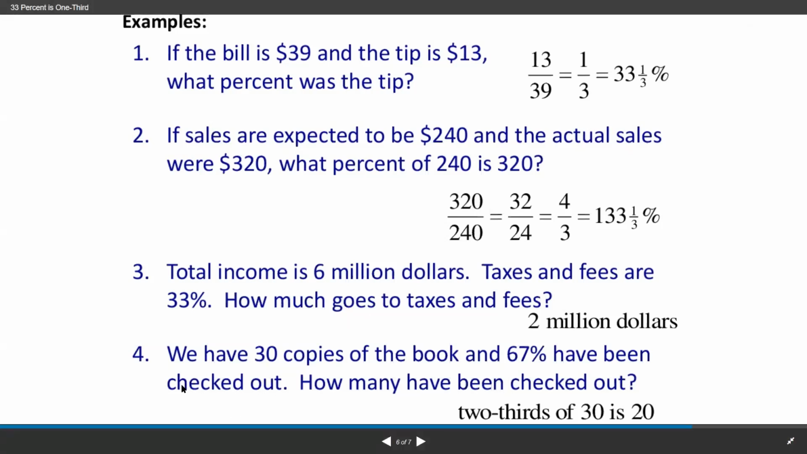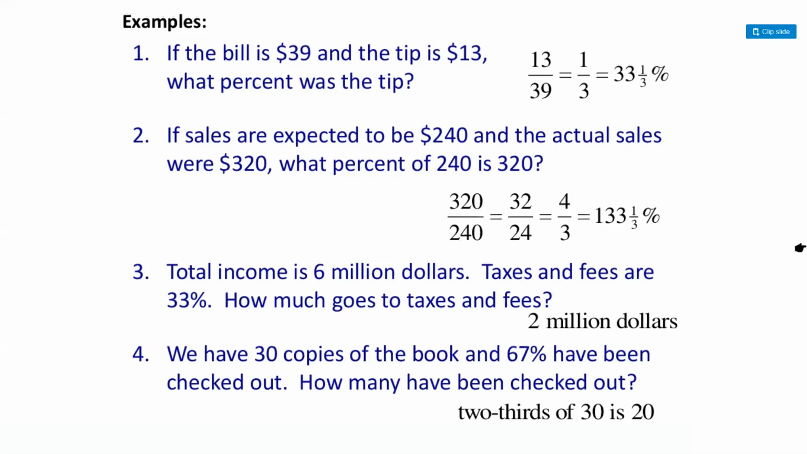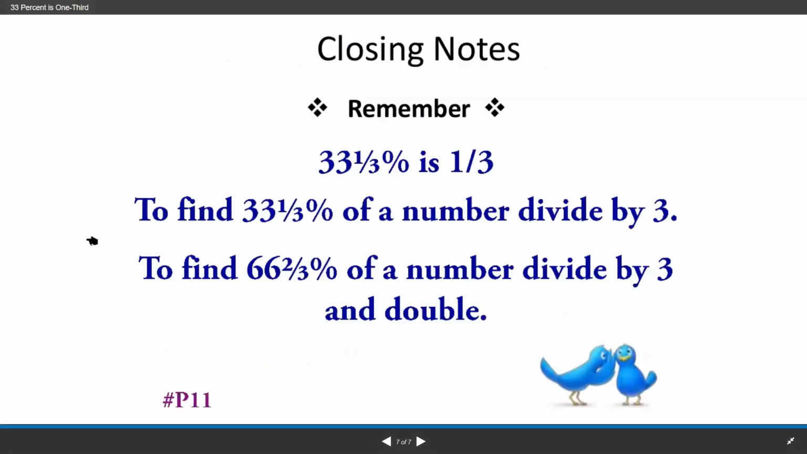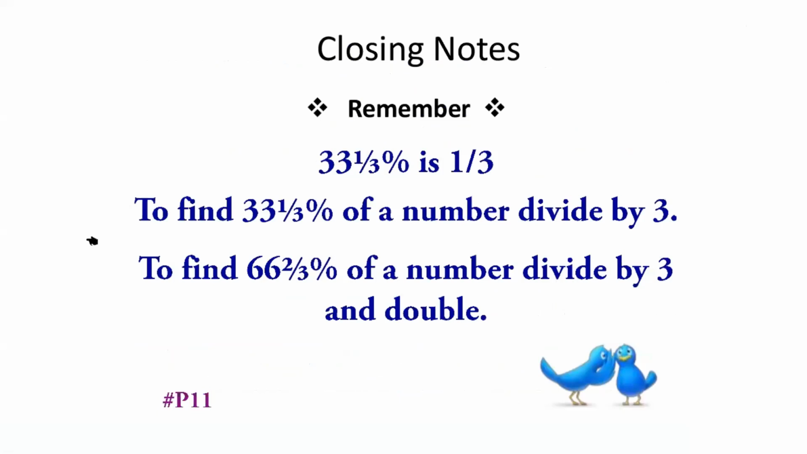Example 4, we have 30 copies of a book and 67% have been checked out. How many have been checked out? 2/3 of 30 is 20. Our tweet today, 33 1/3% is 1/3. To find 33 1/3%, divide by 3. If you want to find 66 2/3%, divide by 3 and double.